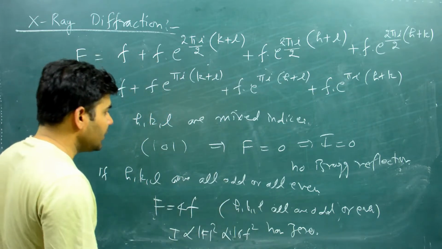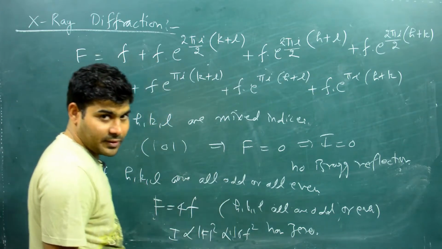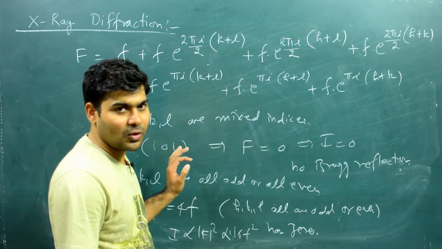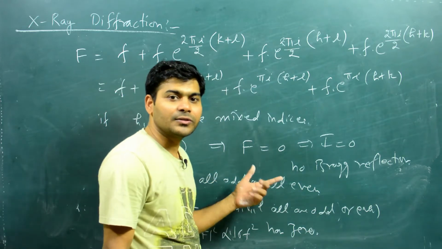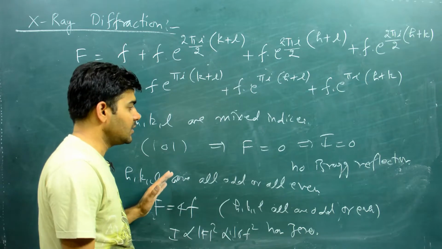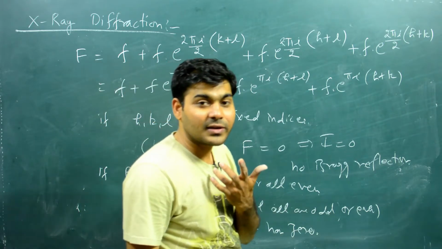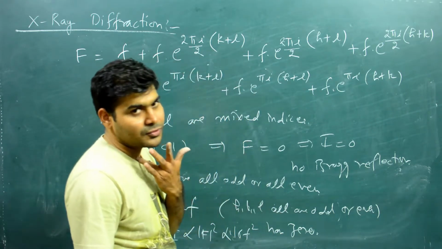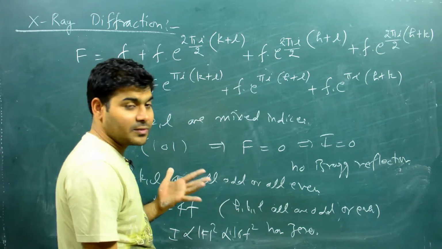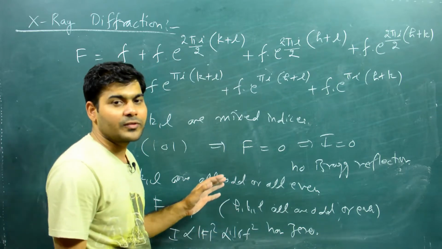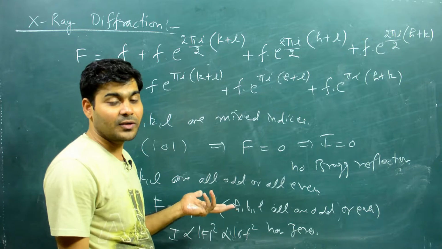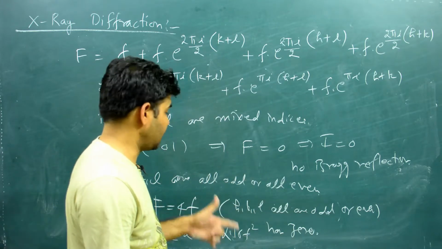So for example, will 100 be there in case of FCC? No, because 1 is odd, 0 and 0 are even, so there is a mixing. So 100 will not give any peak in case of FCC crystal. Or 110, for example: two are odd, one is even, not possible. 111, yes, it is possible because all are odd. Similarly, 200 is possible because all are even. 210 is not possible because 2 is even, 0 is even, 1 is odd.